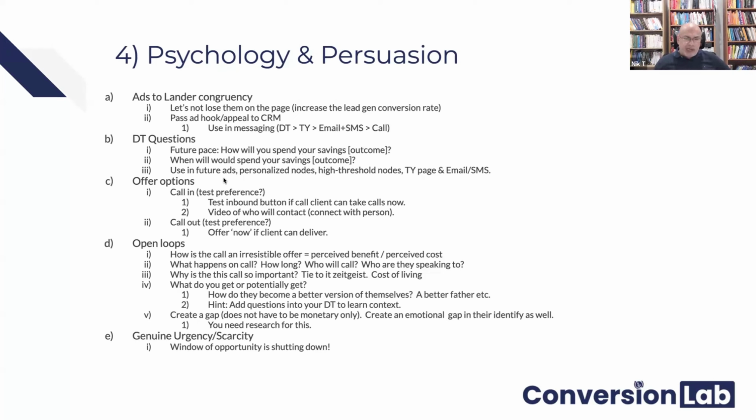So you can use it in future ads. You can personalize the node because they've already told you what the savings are or how they're going to use it. I can actually say that on the form node, the high threshold node, which is a form node. I can put in the node, "As someone with 5 kids who's looking to spend $10,000, give me your name and email." That works far better than just "give your name and email." There's a whole lot of data you're already grabbing that you're probably not even using on your form nodes. So you've got to start displaying this stuff on your form nodes.